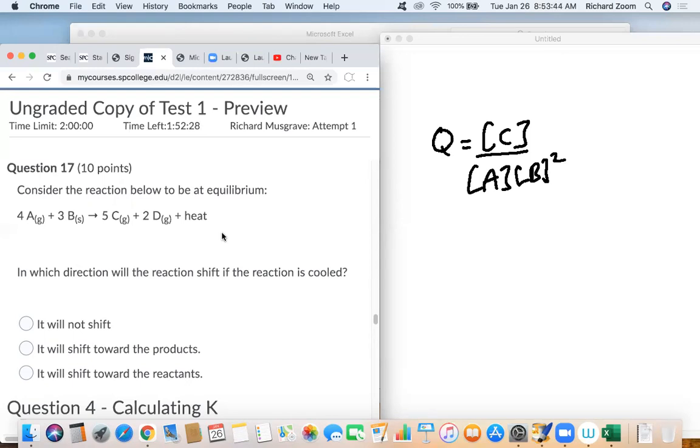You've got to treat the heat as a reactant or product. In this case, it's on the product side, so we treat it as a product. So you look upon the addition of heat, heating the reaction, as adding a product, and the removal of heat, or cooling it, as removal of product. And if the heat was on the reactant side, then cooling would be removing a reactant and heating would be adding a reactant. Is that clear? Yes. I hope it is.